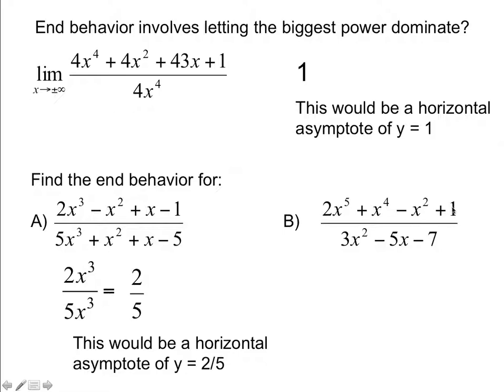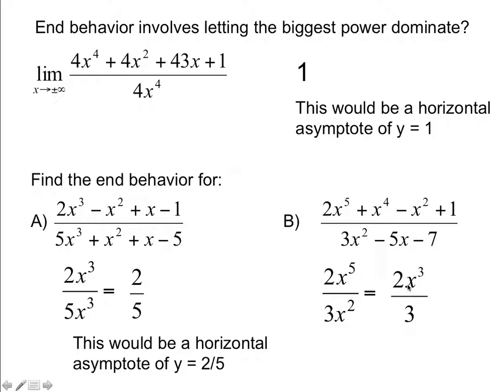So we can ignore the 1, the minus x squared, and the x to the fourth on the top, and we can ignore the -7 and -5x on the bottom. So we can rewrite this as just 2x to the fifth over 3x squared. These are examples of the highest power dominating. So if we simplify this, what happens is that we still have x to the x cubed, or x to the third power, in the numerator.